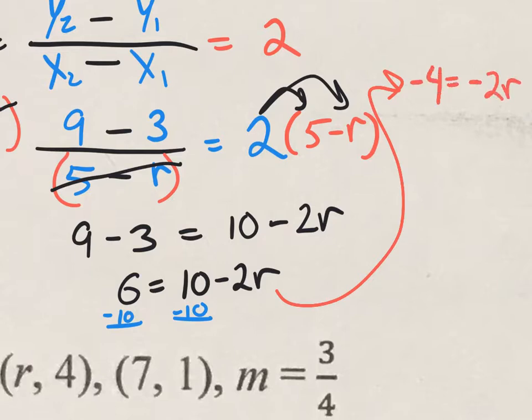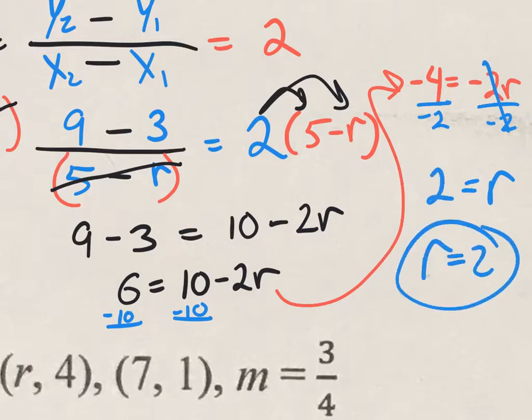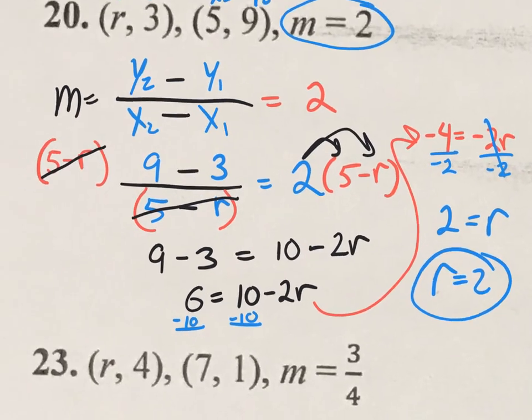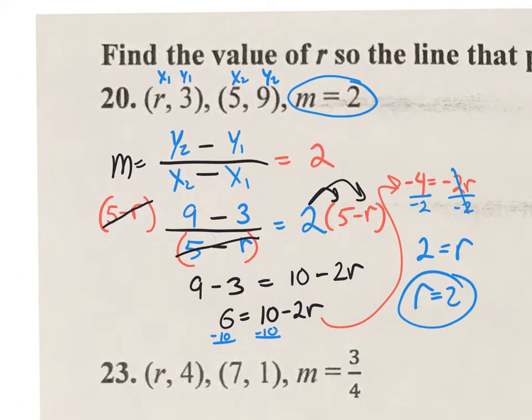So for my final step, I need to get rid of that negative 2 that's being multiplied with the r. I'm going to divide by negative 2 and divide by negative 2. That way the negative 2 cancels, and we have r equaling positive 2. So r equals 2. There's your answer for this problem. Again, we plugged in everything that they gave us. We plugged in the coordinates, we plugged in the slope, and we found the missing value r.